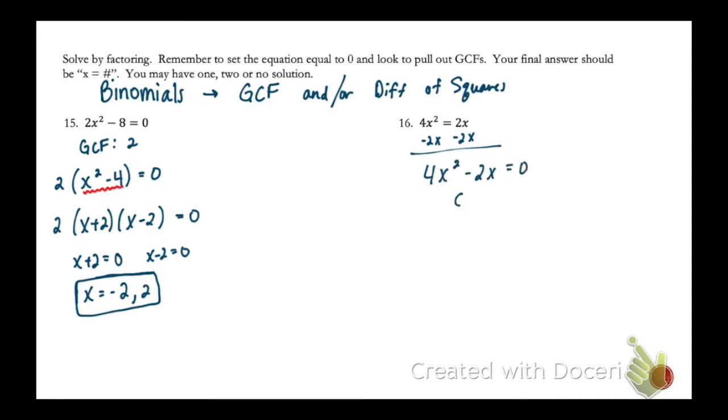And then I'm going to look for my greatest common factor, which in this case I can pull out a 2 and an x. So if we pull out a 2x, what we have left is 2x minus 1. And 2x minus 1 is not a difference of squares. So now what I'm going to do is I'm going to set each of my factors equal to 0. So 2x equal to 0 and 2x minus 1 equal to 0 and solve.